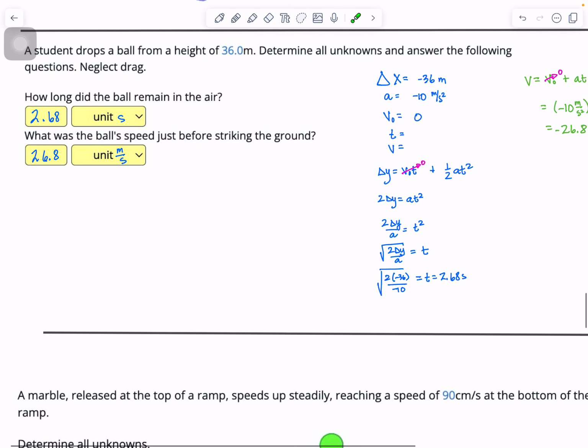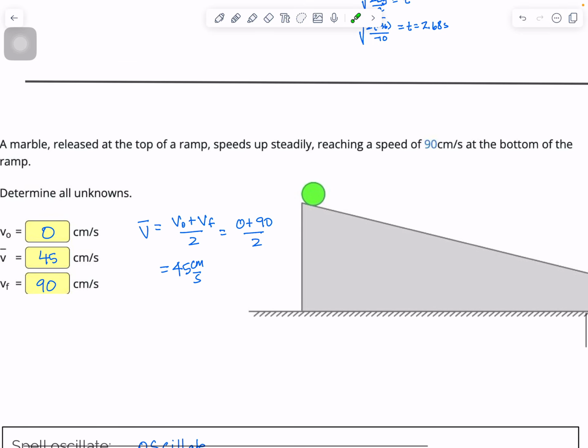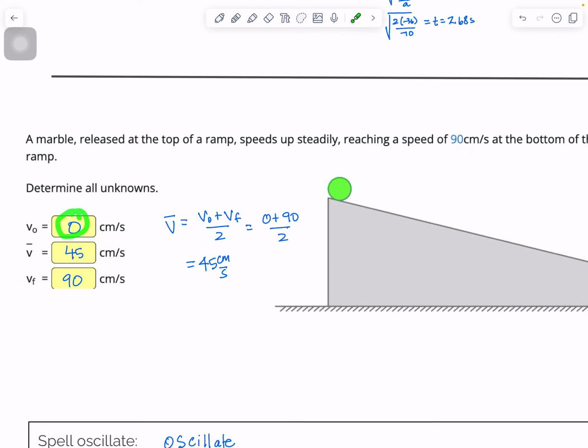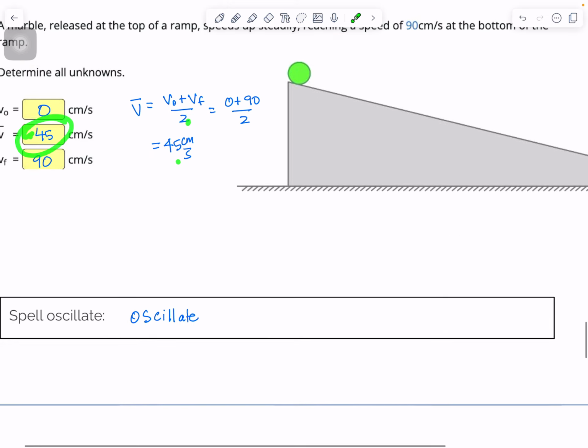Hi, last one. A marble released at the top of a ramp speeds up steadily, reaching a speed of 90 centimeters per second at the bottom of the ramp. So initial velocity is 0, final velocity is 90. My average, just going to do a standard average, add 0 plus 90, divide by 2, and I get 45. And then spell oscillate.